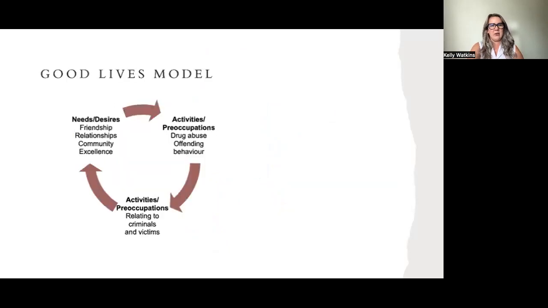So if we look at it in practice, someone's needs or their goods could be about friendships, relationships, community, and maybe excellence. And the activities that they are engaging in could be maybe drug abuse and offending behaviour. And then that leads them to relating to maybe other criminals, or obviously having victims. But as I said, the needs will always be the same, but it's the activities that we want to look at, and it's about how we shift from one to the other.